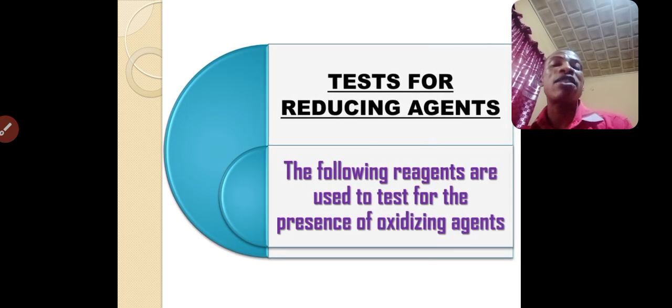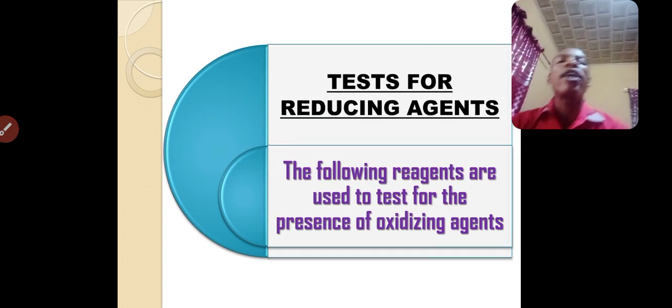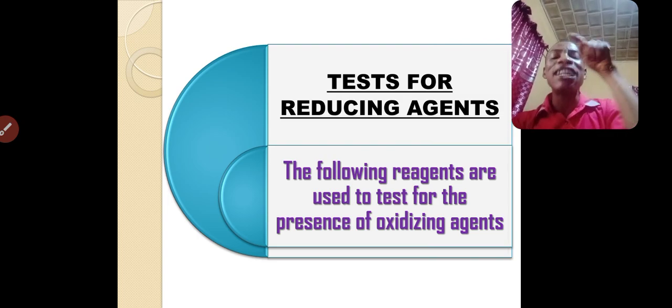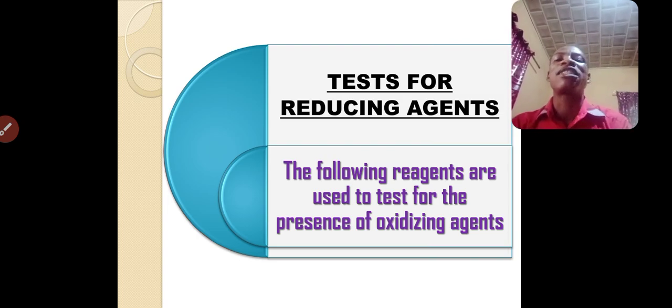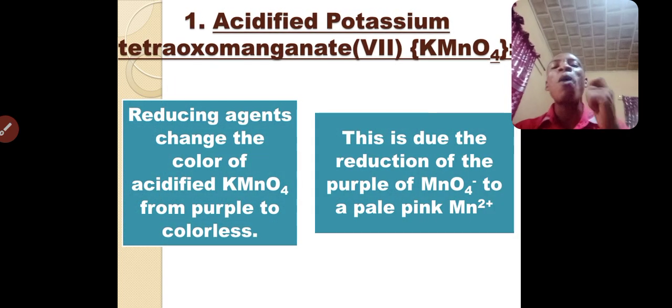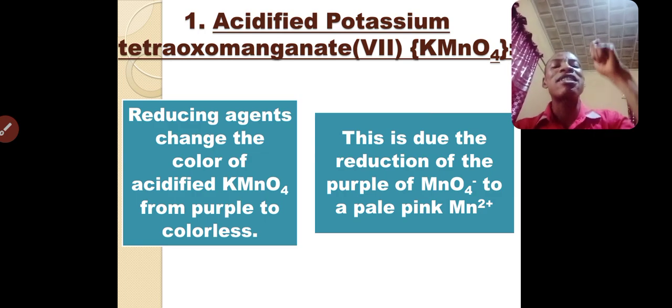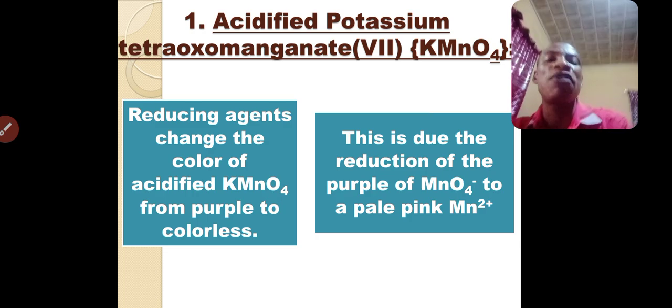So that's how you test for oxidizing agent. Now, how do we test for reducing agent? The same way you use a reducing agent to detect an oxidizing agent, you use an oxidizing agent to test for a reducing agent. An example of a compound you can use to test for a reducing agent is acidified KMnO4.